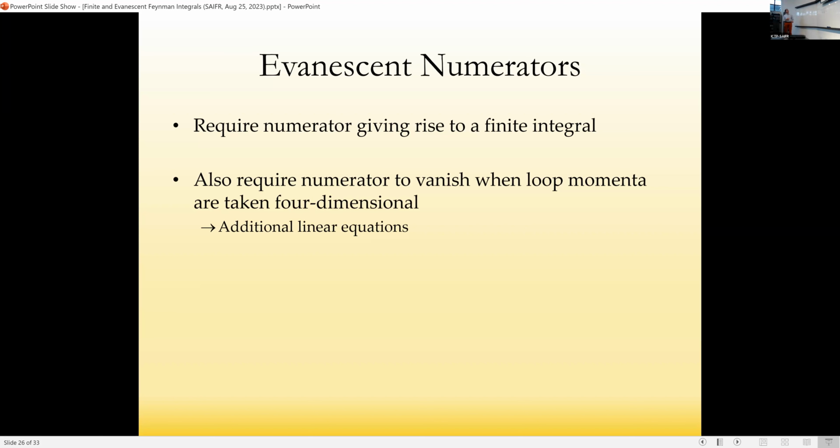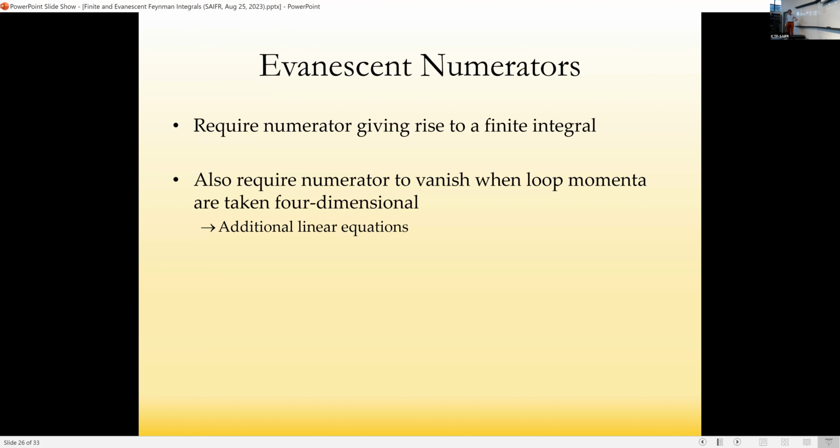It's not an IBP identity. It says that that combination of masters is order epsilon, or for practical purposes, zero. And the way we do that is that we're going to require, in addition to the finiteness, the numerator to vanish when the loop momenta are taken to be four dimensional. So the loop momenta here are d dimensional, they have this epsilon dimensional component. But if we set it to zero, then we're going to require that the numerator vanish.